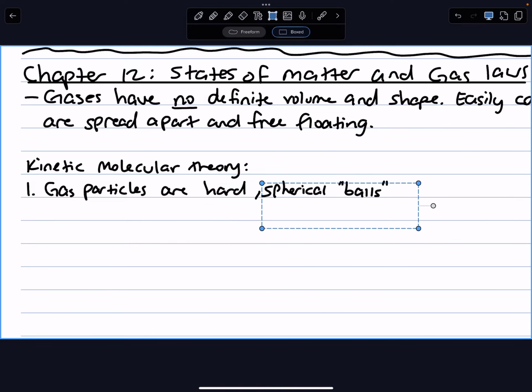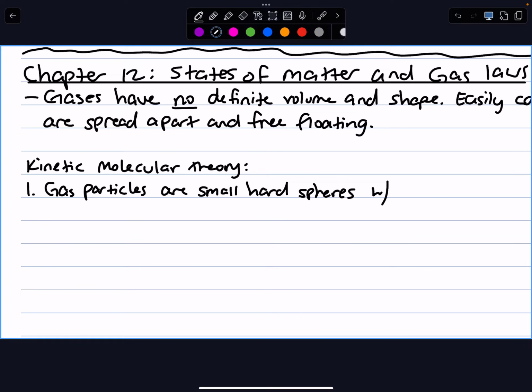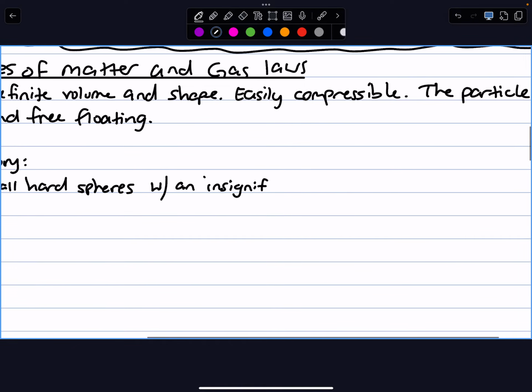Okay, so I'm gonna erase this actually. Gas particles are small, hard spheres that have an insignificant volume. What does it mean, insignificant volume? It's not enough to matter. It's such a small amount of volume that it does not matter. The volume is negligible compared to the total volume.